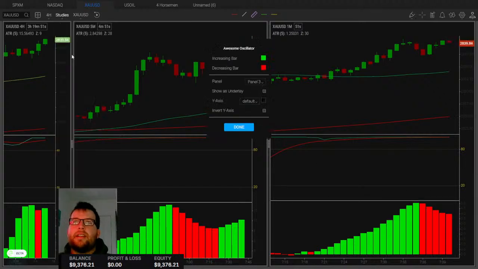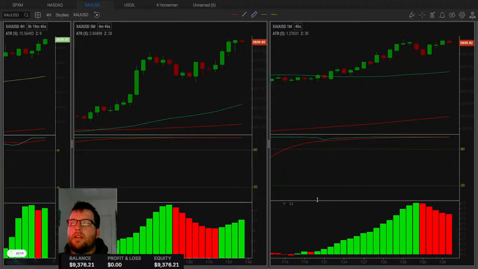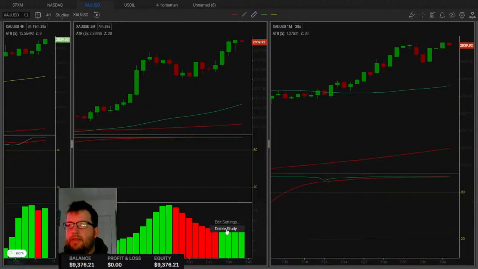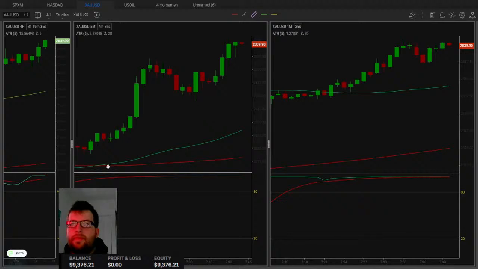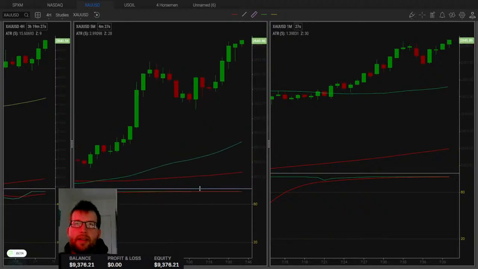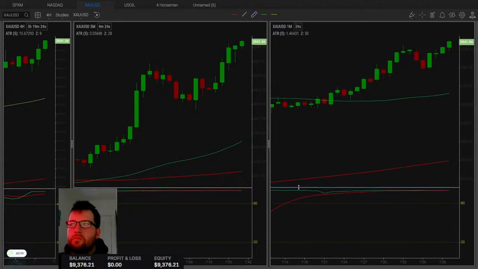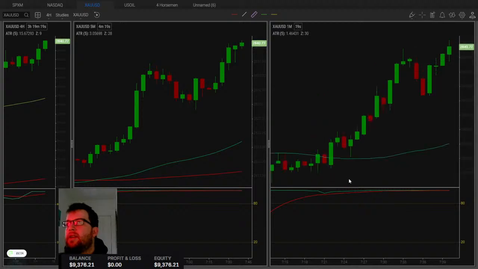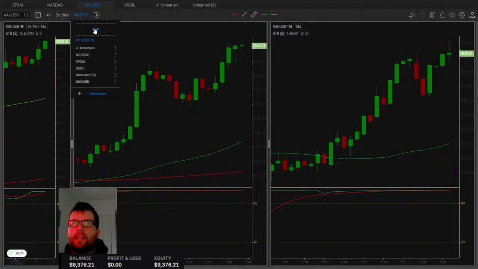Which means I don't think I really need this awesome oscillator indicator. I'm sure I could build a strategy just around this, but I just don't think I need it for this. And I don't need the 200 moving average on our 1 minute chart either. So I'll just go ahead and save this chart.